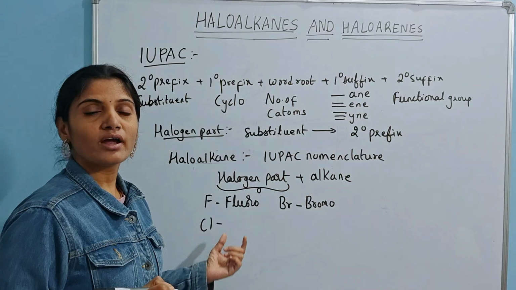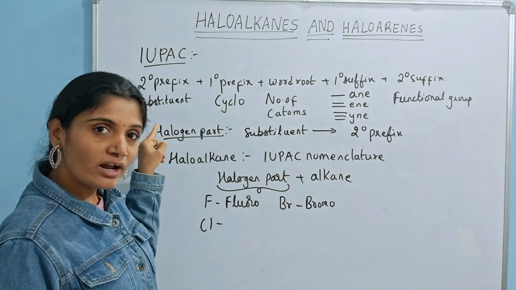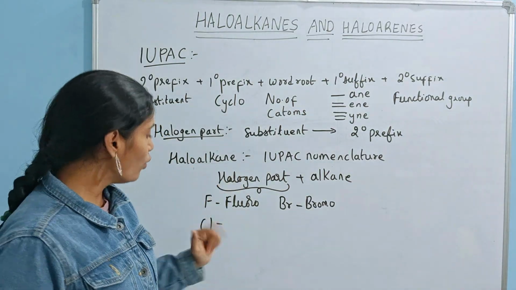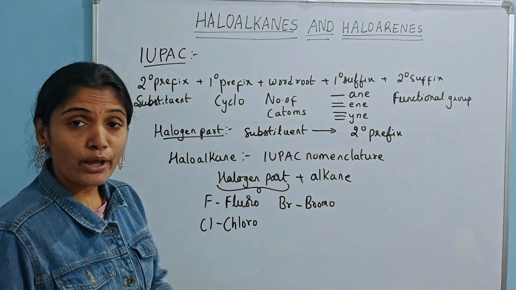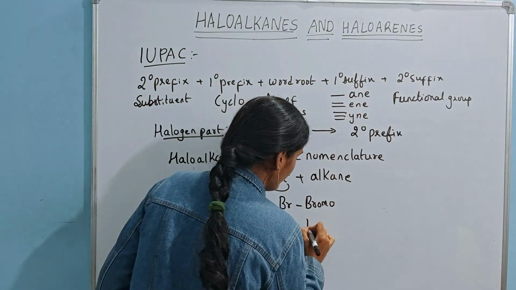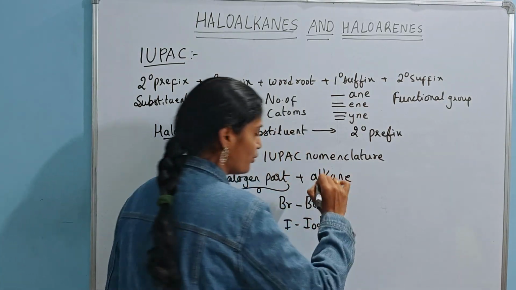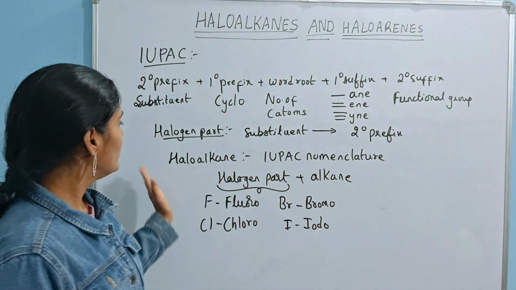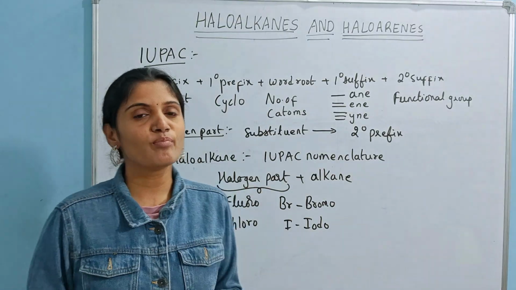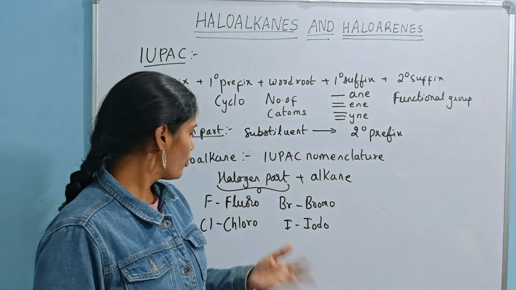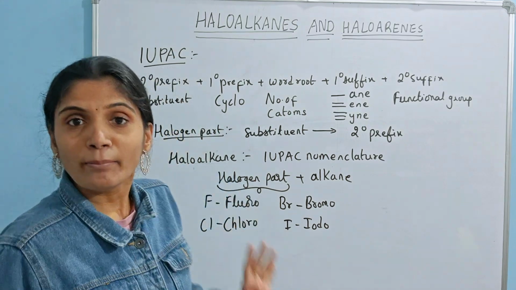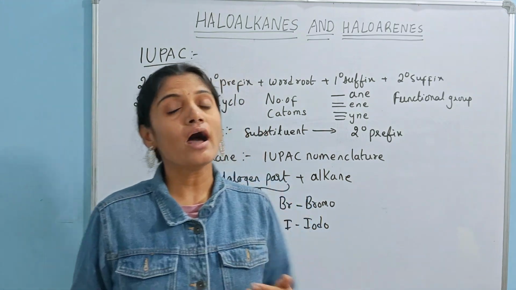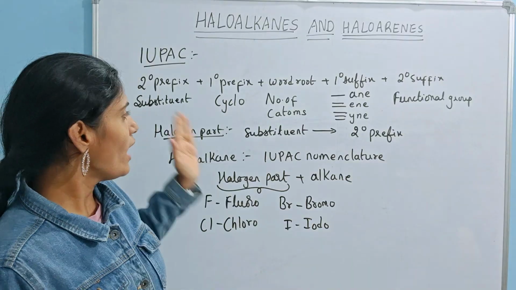If chlorine is your substituent, then it will be written as your secondary prefix. How will I write? Halo. So it will be chloro. Then if it is iodine, how will we write it? We will write it as iodo. So like this, you will take your halogen part as a secondary prefix and name it like fluoro, bromo, chloro, iodo. Okay, bromohexane. Okay, iodoheptane. So this is how you name your haloalkanes.